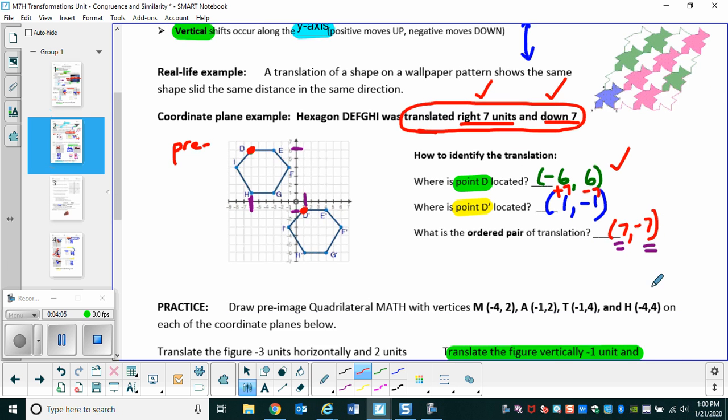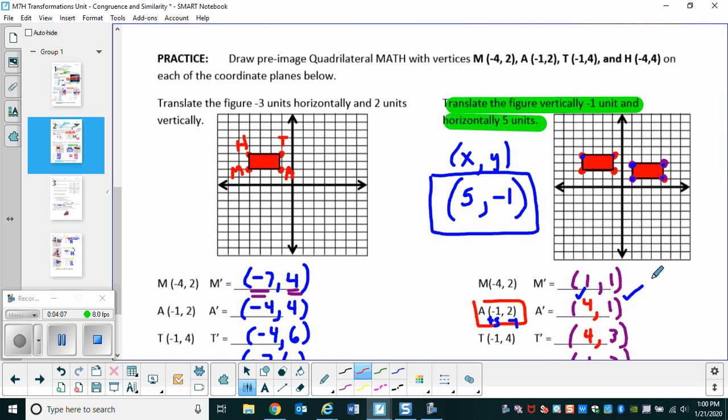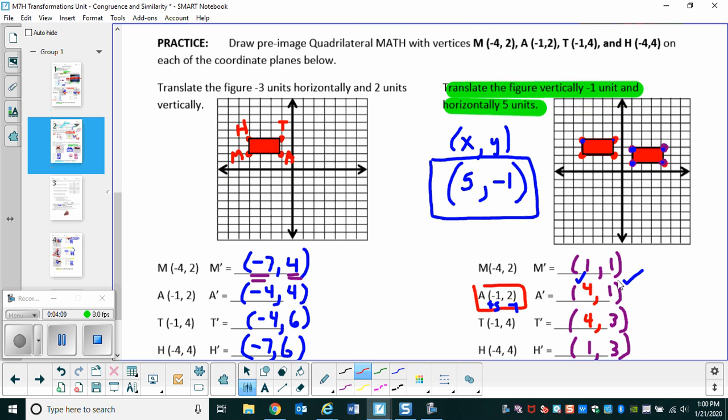All right? Now we're going to do something similar in this video to what we did in the last video. First, I'm going to have you just graph the pre-image. It says we're going to draw pre-image, quadrilateral MATH, and these are the vertices. So I already have it drawn here in red, and I'm going to give you a chance to do that now. Just in your packets, follow along with me.